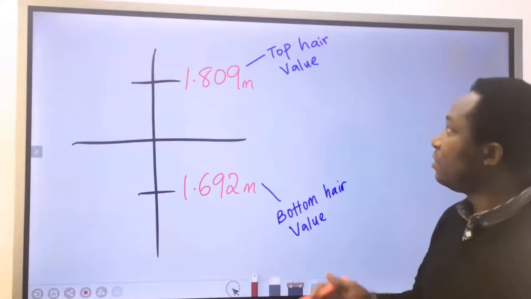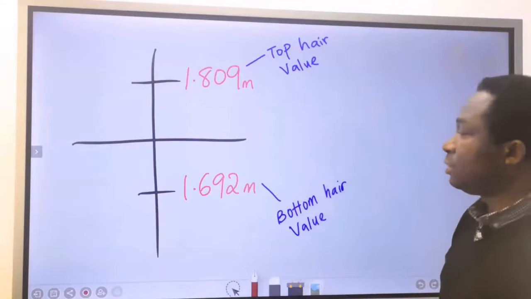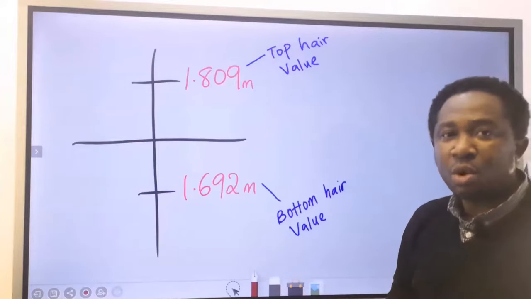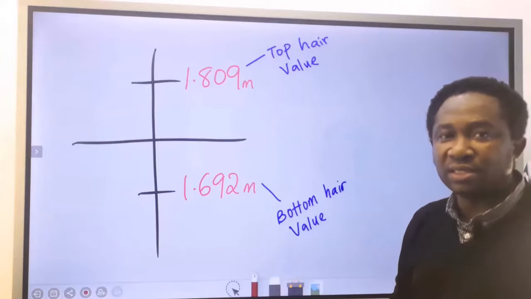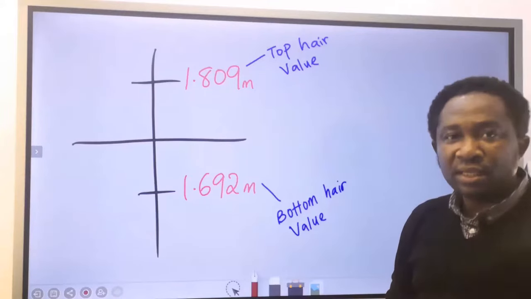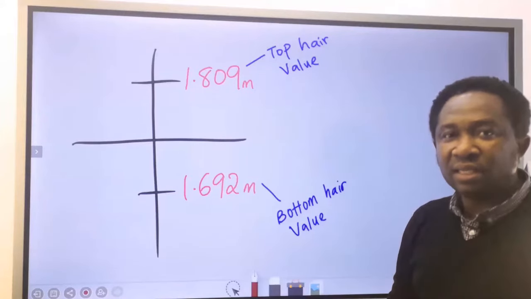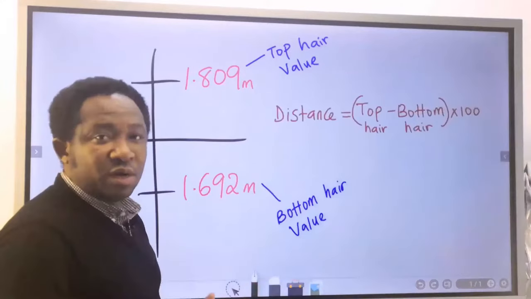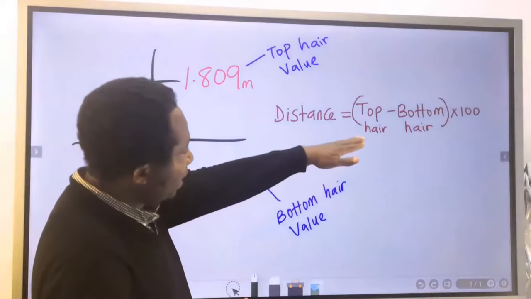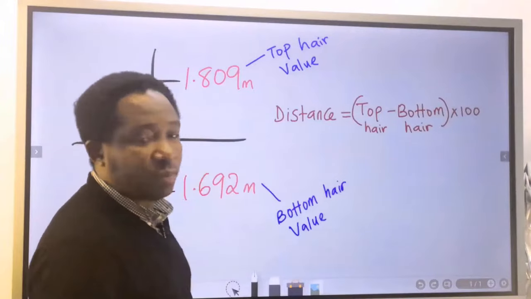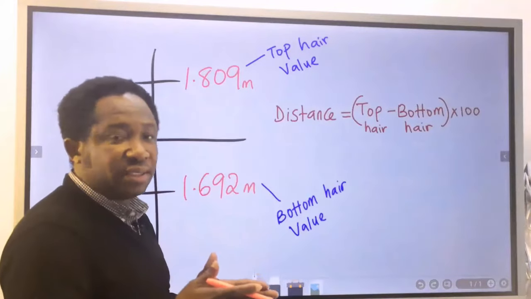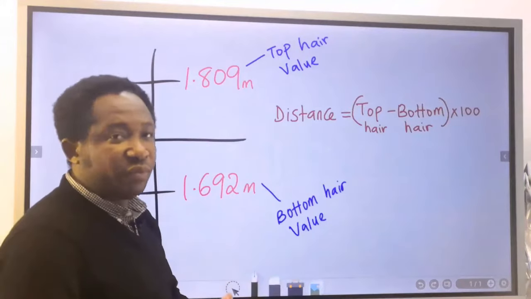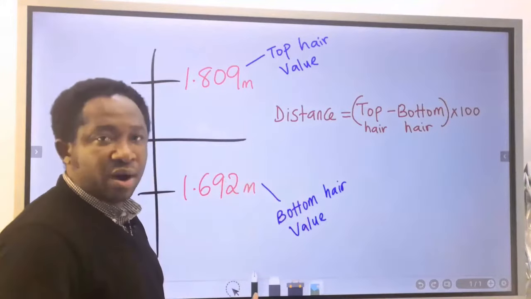Now you have the top hair value and the bottom hair value. Next, we're going to calculate the distance between the tripod stand and the staff on ground. The formula is top hair minus bottom hair. Any value you get, you multiply it by 100. That will give you the distance on ground.